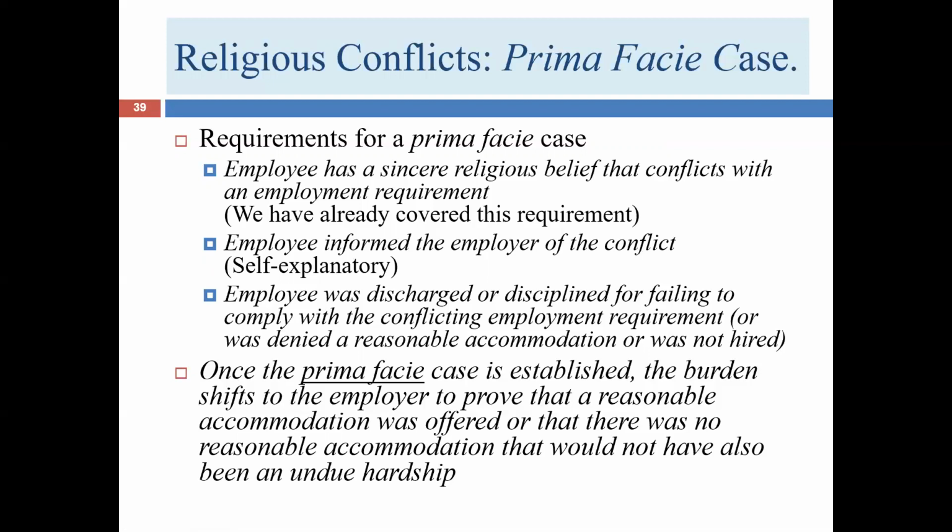Well, then, just like in the past, we've done kind of the ping pong event. The plaintiff proves the prima facie case. Now the ball is in the defendant's court. And the defendant now has to prove that either it offered a reasonable accommodation that was rejected or deemed to be unsatisfactory by the employee, or there was no reasonable accommodation that it could have offered that would not also have been an undue hardship.